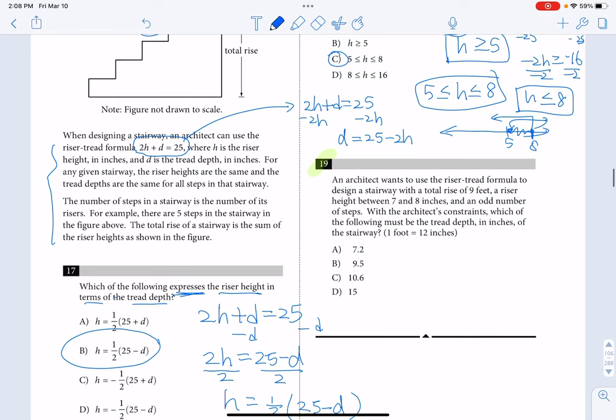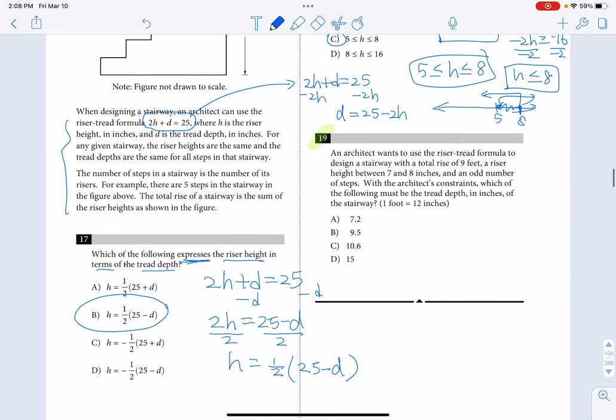And then the architect wants to use the riser tread formula to design a stairwell with a total rise of 9 feet, riser height between 7 and 8 inches, and an odd number of steps. With the architect's constraints, which of the following must be the tread depth in inches of the stairway? If you have a total rise of 9 feet, they express it in inches, so I have to change 9 feet to inches. Then 9 times 12 will be 108 inches in total.